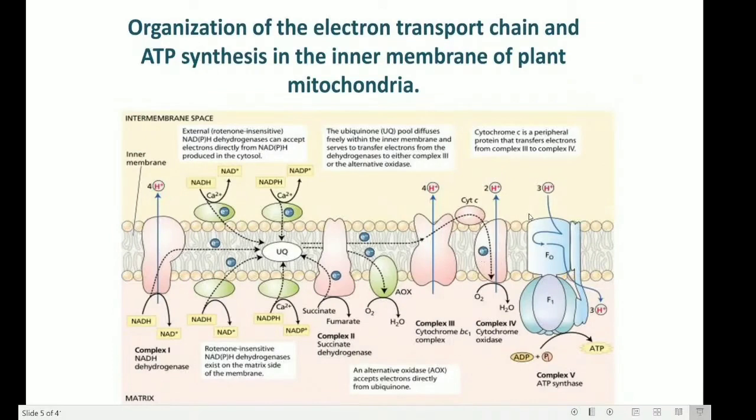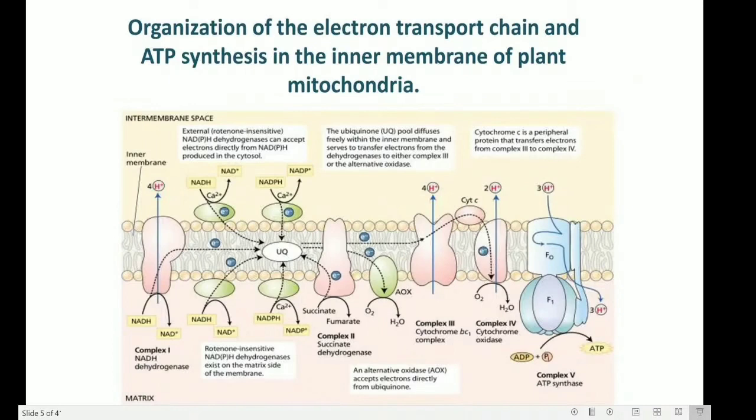Till now we discussed the four complex and small external dehydrogenase enzymes. All of these play a major role in plant physiology. Here another thing is the ATP synthase. It's the biggest protein present in the plant.